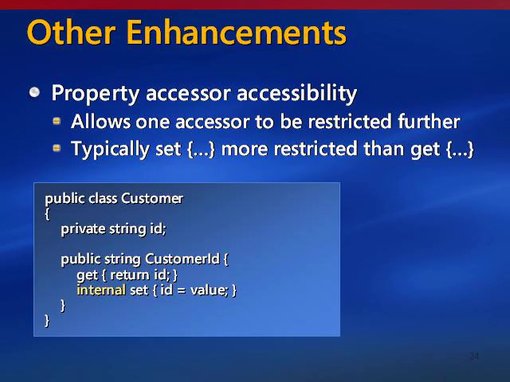Now, the way it works is that when a property is a read-write property, that is, when it has two accessors, we permit an additional accessibility modifier on one of the accessors, and that modifier must be a strict subset of the property's own accessibility. So you can, in a sense, restrict one of the accessors more than the property itself. That's basically how the feature works.